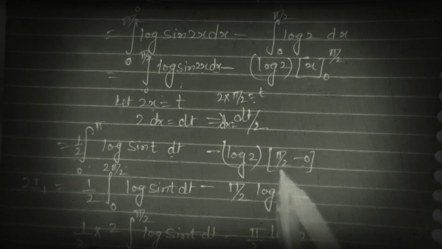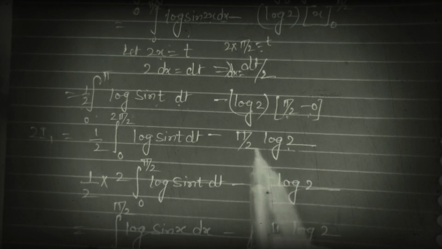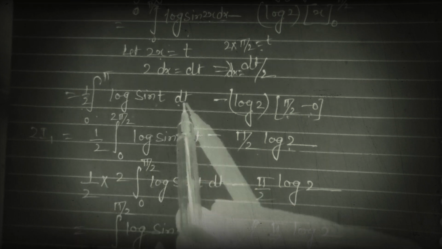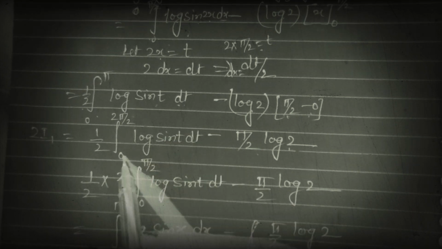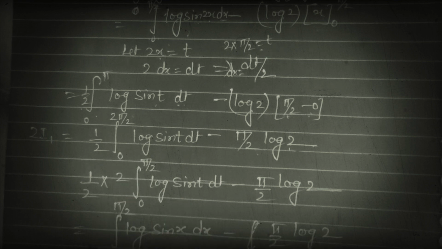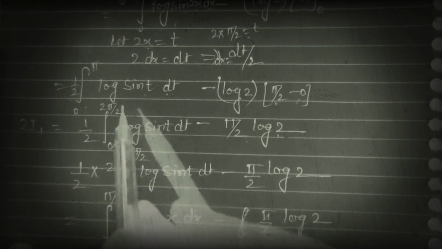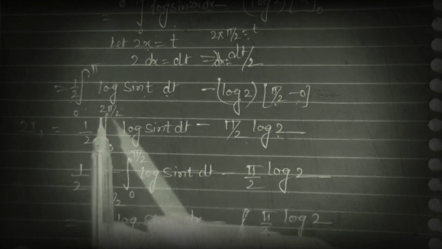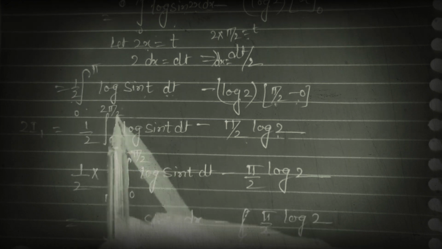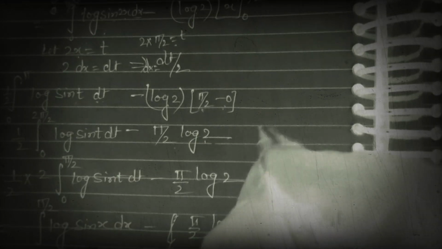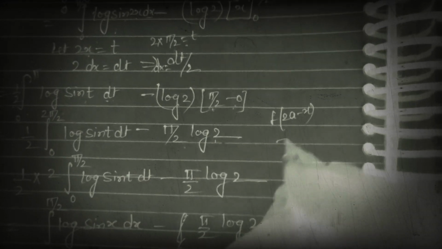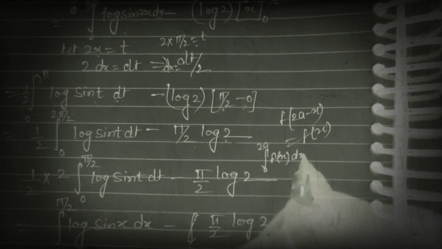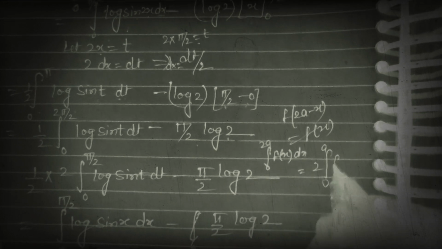We will put the limit in this: π/2 minus 0, it is π/2 log 2. So look at this, this is half of the integral from 0 to pi of log sin t dt. Again we will use that property, the second last property. Log sin t, limit 0 to pi. Pi we can write as 2 into π/2. So it is 2a. If f(2a minus x) is equal to f(x), then we can write the integral 0 to 2a of f(x) dx as double of the integral 0 to a of f(x) dx.